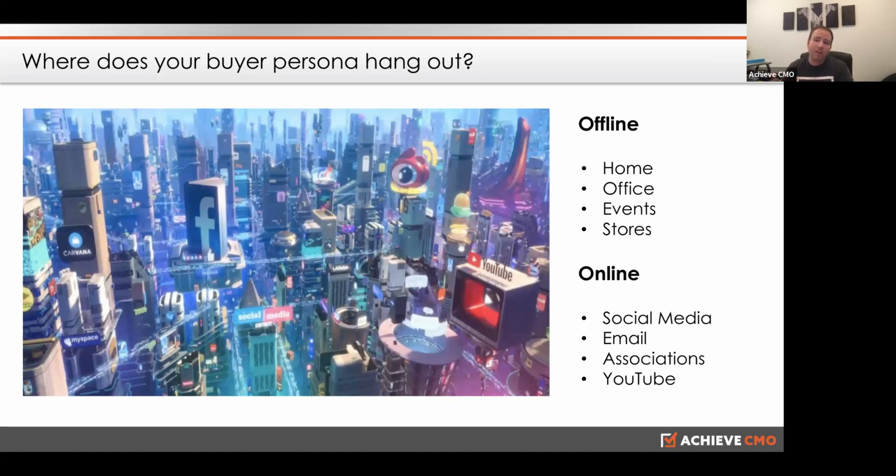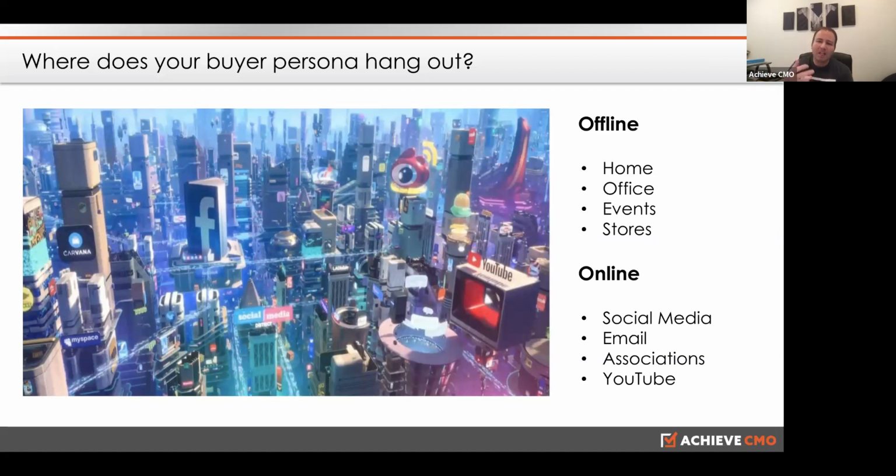So where are they? Offline, obviously, they might be working from home. They could be at their office. They might be going to events. They could be going to stores or restaurants, or maybe there's clubs that they go to, or sporting activities. The question is, where do they hang out? Online, they might be on social media. They might be on email, YouTube, wherever. The thing is, wherever your buyer is, that's where you want to be, right? And so simplified demand generation is go be wherever your buyers are. Now, obviously, that's a little harder than just saying, hey, go and be where they are, right?